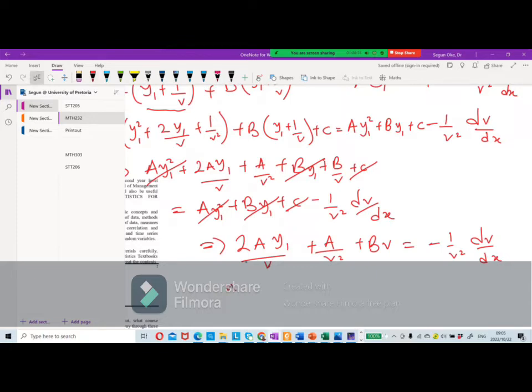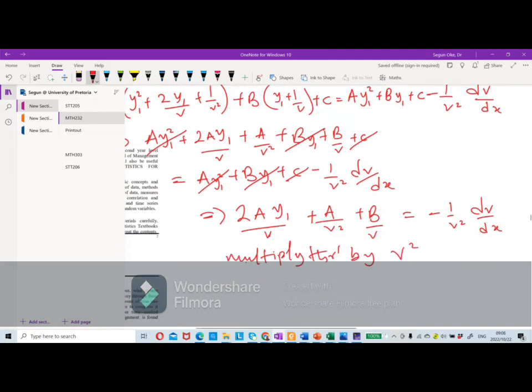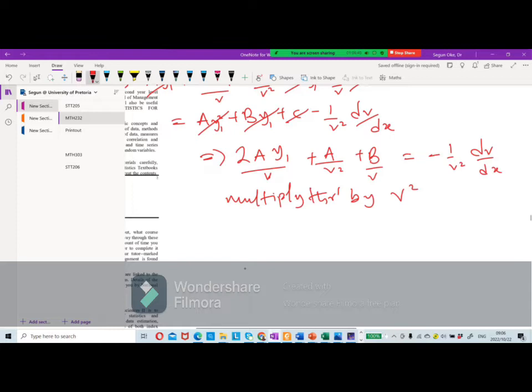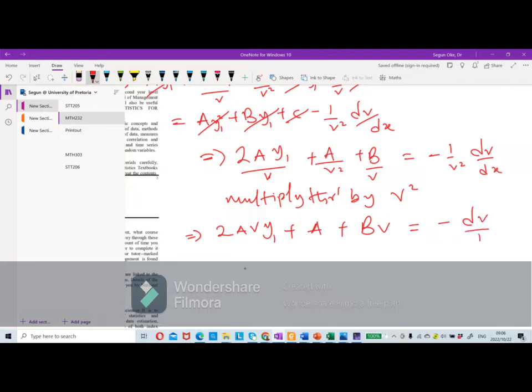Yes, sir. So we multiply. That's B over V now, not BV. It's B over V. Okay, sorry. B over V. I'm already solving it. Multiply through by V squared. When you multiply through by V squared, what happened? Here we have 2A V y1. Remember, V squared will be cancelled. This is to remain 1 V. Plus A plus BV equals to minus dV dx.